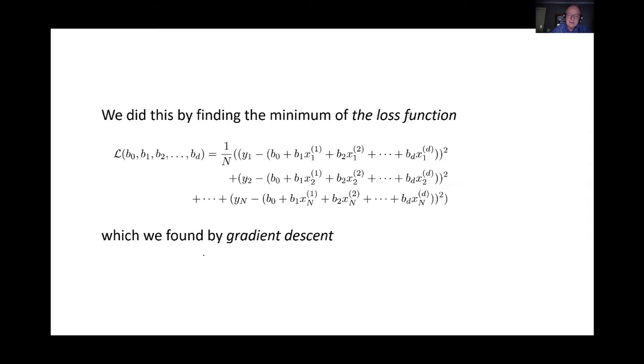Here, last time, what we were doing was this loss function, which was a function of the parameters, the betas in this case. Now I guess I got too lazy to call them betas and called them b's. So we are given the data points, the data vectors. They're fixed, and then we're varying the coefficients, the b0, b1, b2, and so on, in order to minimize this loss function. And we did this by using gradient descent last time.